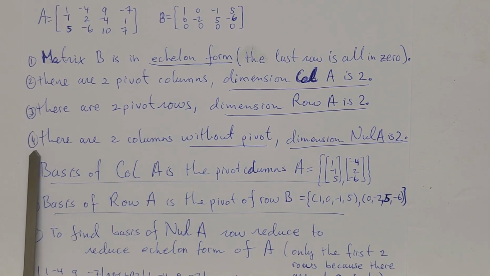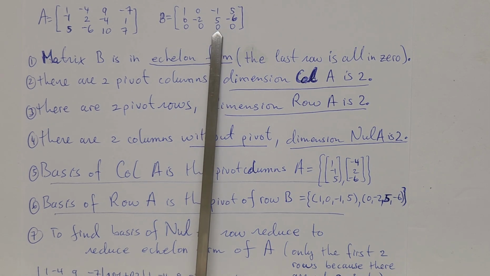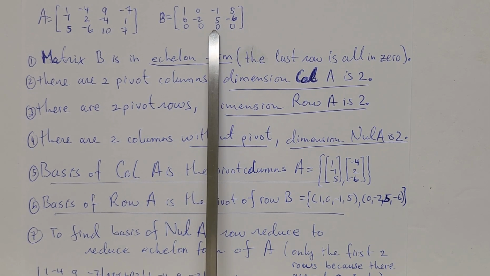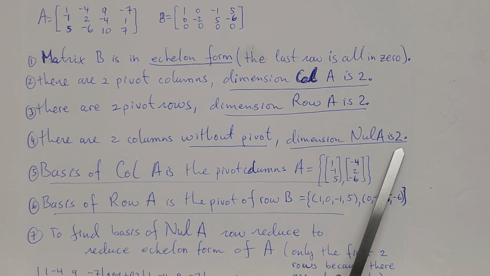Okay, 4. There are 2 columns without pivot. Here's the first column, the second column. There are no pivots here. So therefore the dimension of null A is 2.